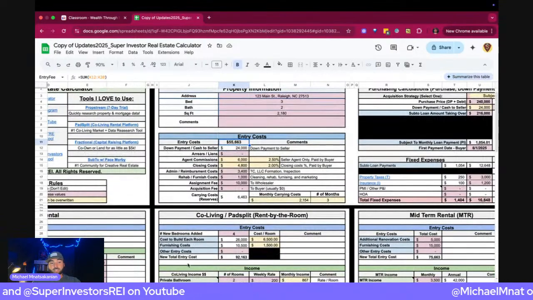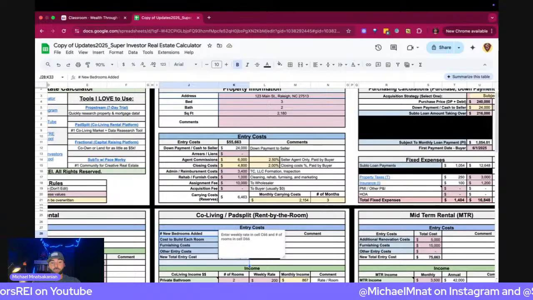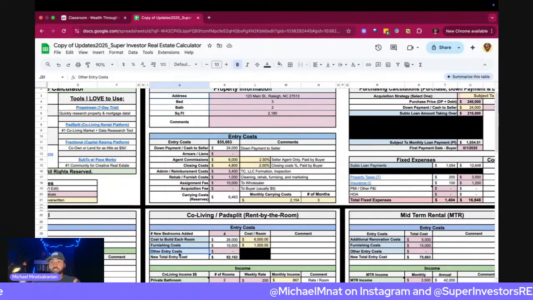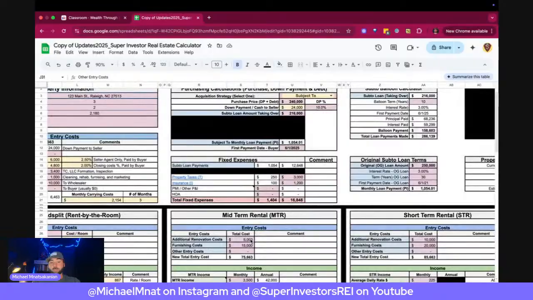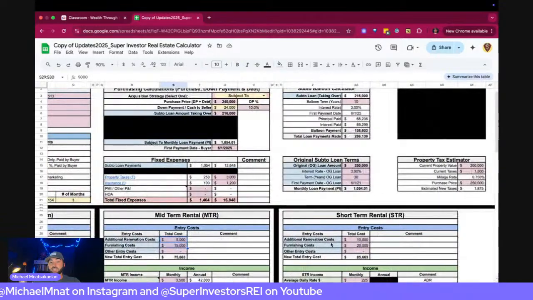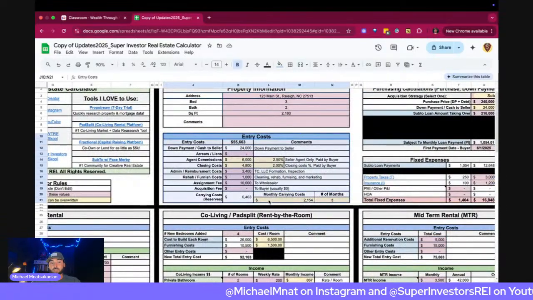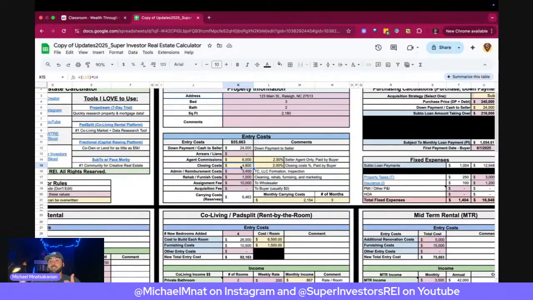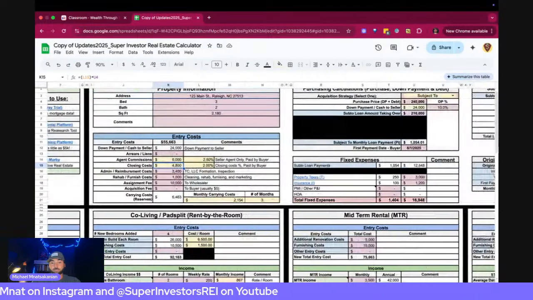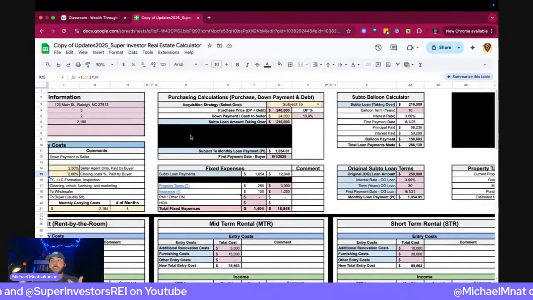Depending on your management strategy, you're going to have additional entry costs. So co-living, you're going to need additional renovations to add rooms and furnishings for those rooms. Short-term rental, it might be additional renovations and furnishing costs. Also long-term, you might have other ones, but for the most part, it should be pretty straightforward. So you're going to have your entry costs, the different costs it takes to get in, renovate and furnish, and reserves for your property.